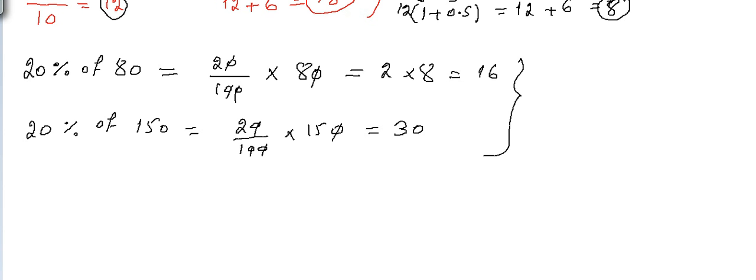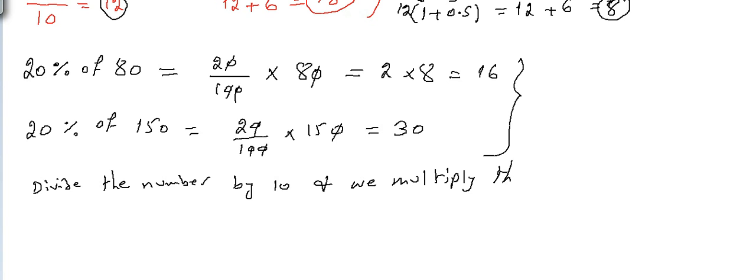How do we find these numbers again? We can make a formula. Each time we have to find 20% of a number, we divide the number by 10 first, and then we multiply the result by 2. Instead of adding its half, we just multiply the result by 2. Let's see if this works.